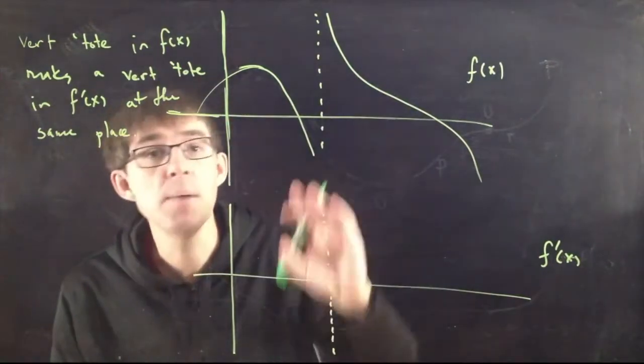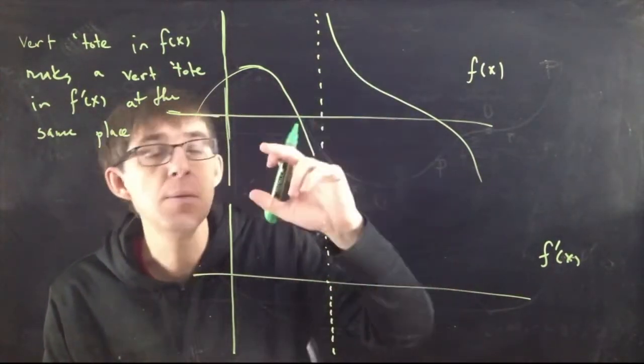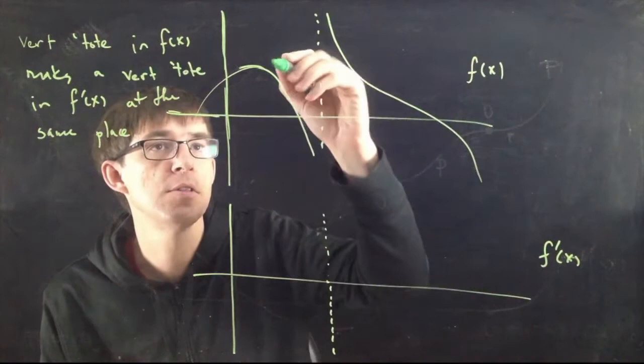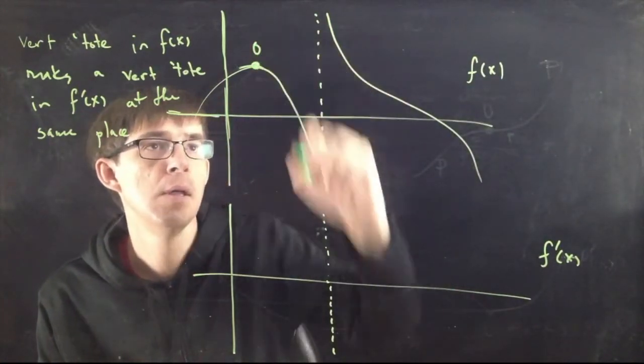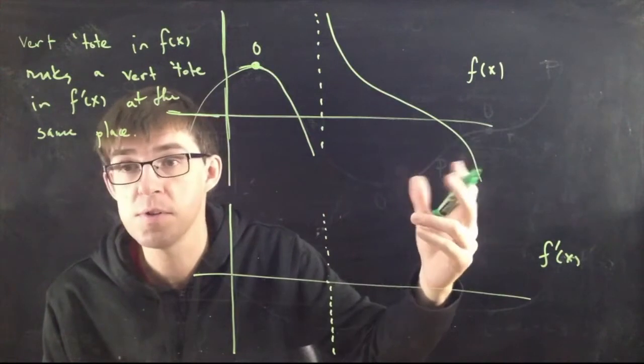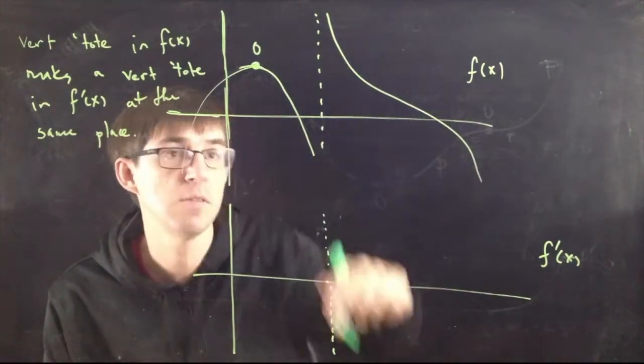Okay, otherwise I'm just going to do the same stuff. Begin by identifying where the slopes are 0. I see a point here where the slope is 0. Elsewhere, I don't see anywhere else where the slope is 0. I'm looking for horizontal tangent lines.